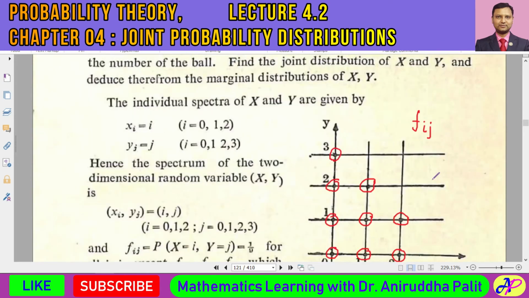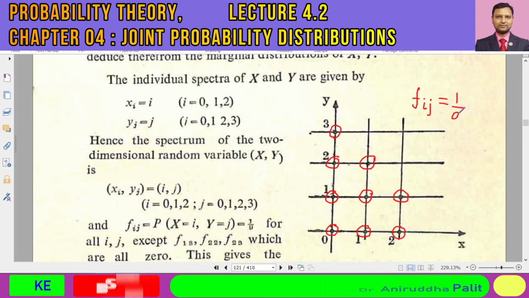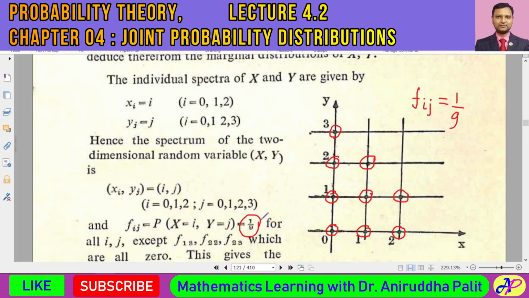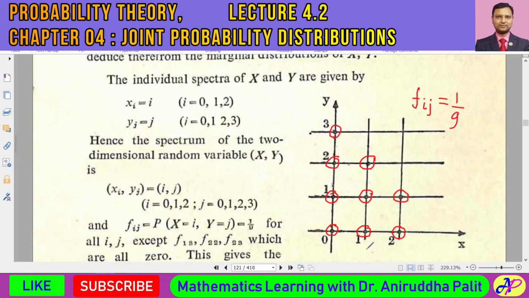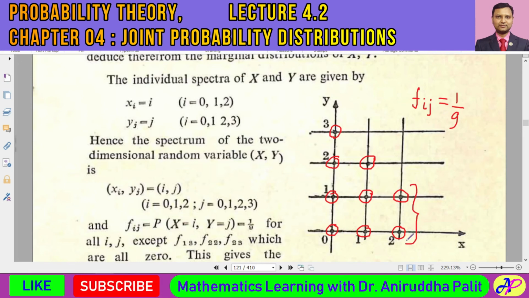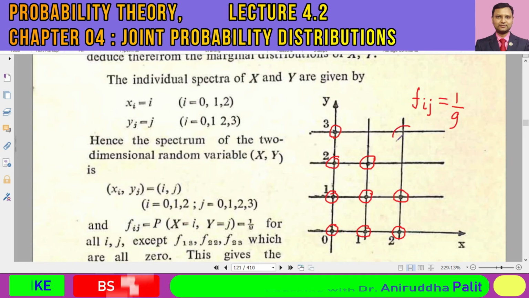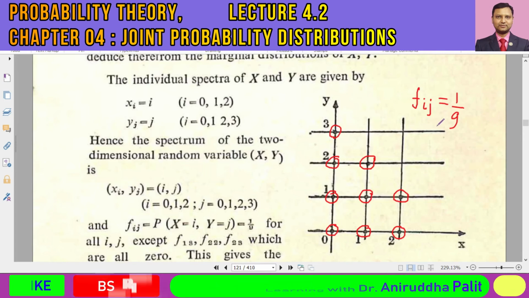So we can say that f of ij is equal to 1 by 9. You see it is written over here, 1 by 9. If i is equal to 0, then j should be equal to 0, 1, 2, 3. If i is equal to 1, then j should be equal to 0, 1 and 2. Similarly, if i is equal to 2, then j should be equal to 0 and 1. And the value of the function at the remaining grids should be equal to 0. No mass is distributed at the remaining grids.